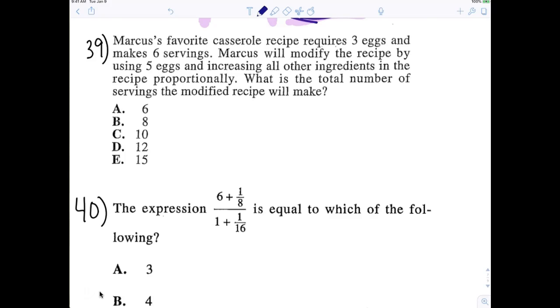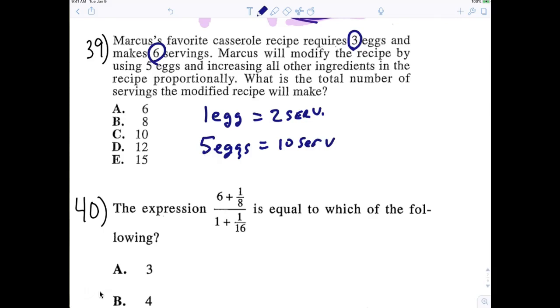Well, again, look at this relationship. 3 eggs to 6 servings. That means 1 egg is equal to what? 2 servings. Everybody with me on this? 1 egg is equivalent to 2 servings. And they're asking about 5 eggs, which would be 10 servings. I think that's pretty good.